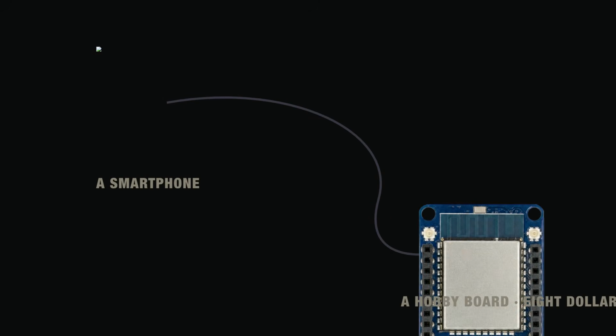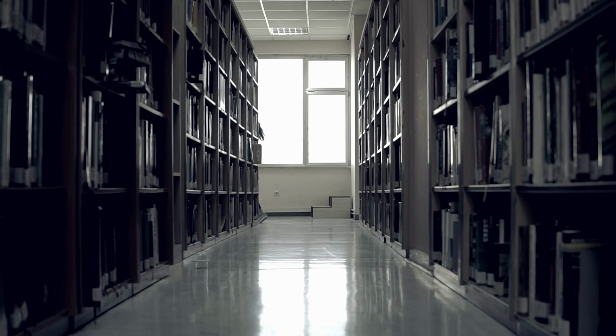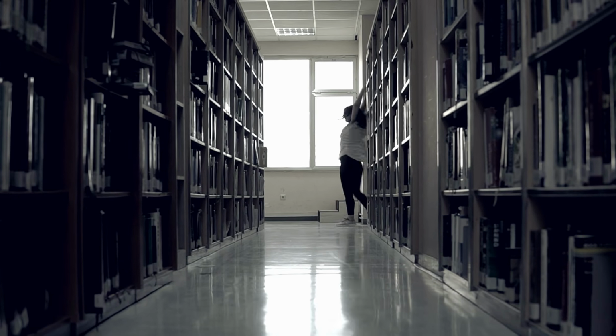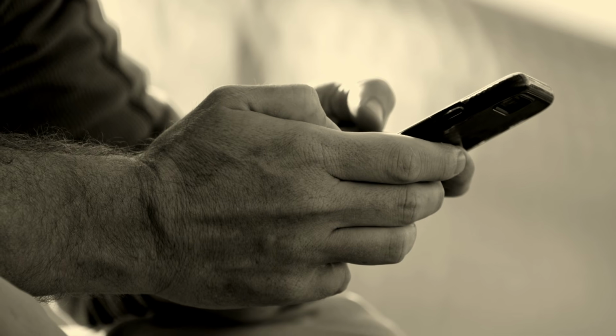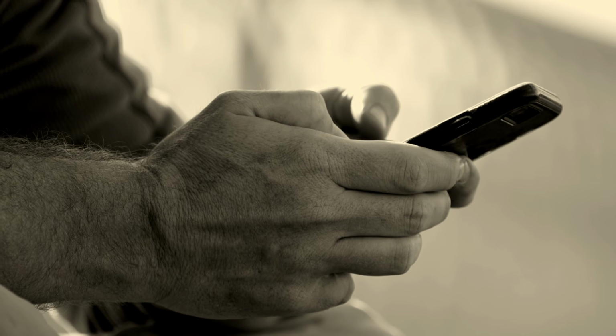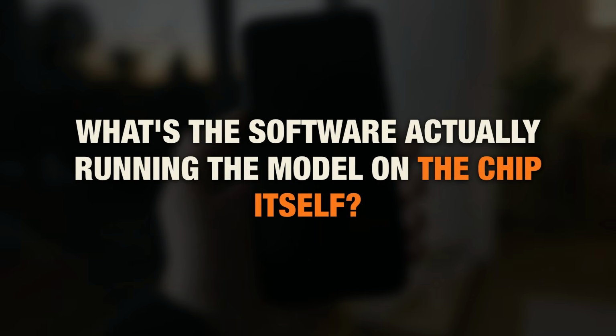And the distance traveled is the impressive part, because taking an architecture designed to save space on a smartphone and dragging it down to a hobby board that costs about $8 is great engineering. So the storage trick explains how a giant lookup table physically fits on a cheap little microchip. But that leaves us staring at a harder problem, because if the storage half of this was borrowed from somewhere else, what's the software actually running the model on the chip itself?